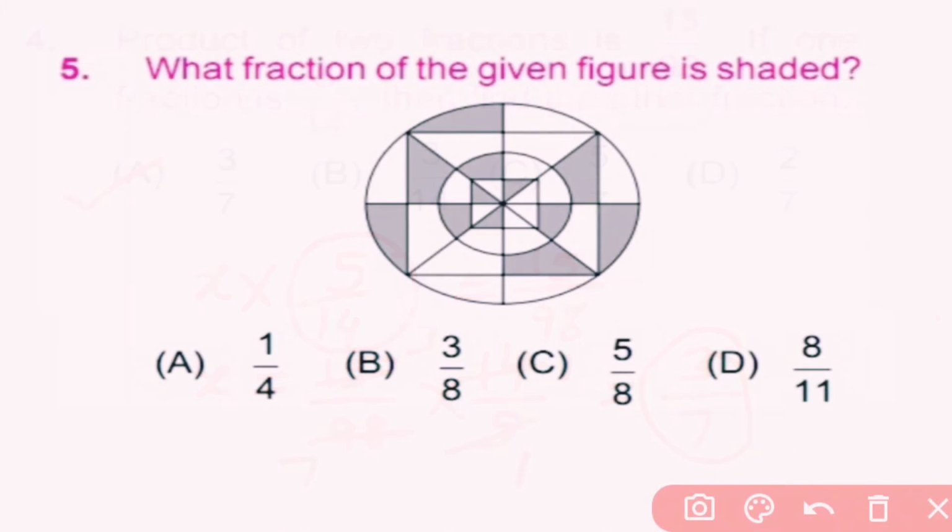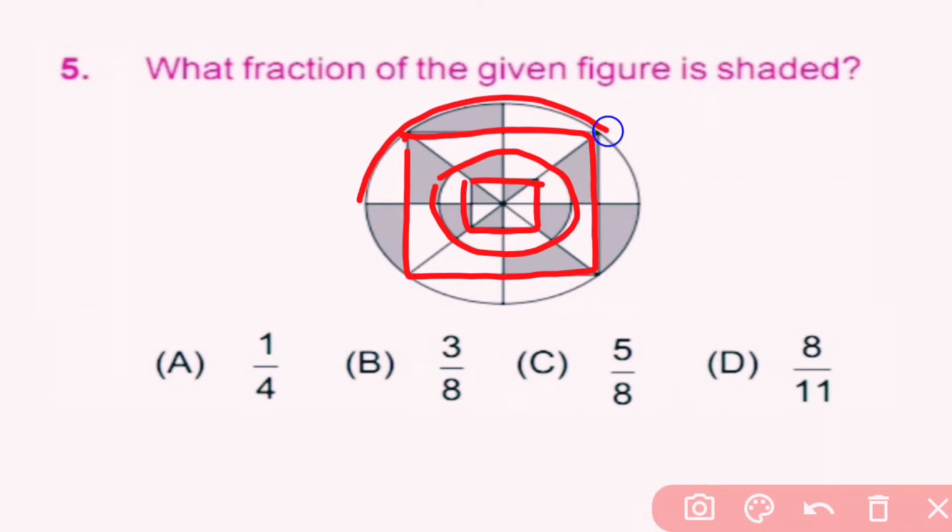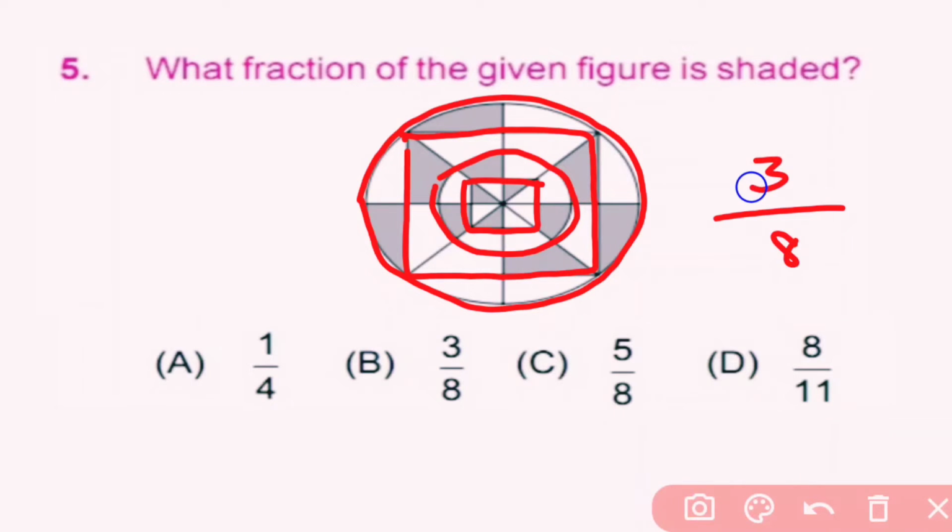A is the correct answer. Question number 5. What fraction of the given figure is shaded? Now here in the given figure there are 4 different shapes. So this one second, this one third, and this one fourth. In each shape there are a total of 8 equal parts, and out of 8, 3 parts are shaded. In the last figure this 1, 2, 3, 4, 5, 6, 7, 8, and out of 8 this 1, 2 and 3 parts are shaded. So here B is the correct answer.